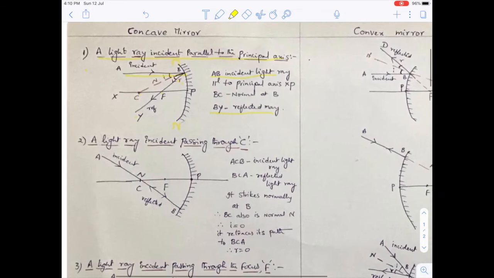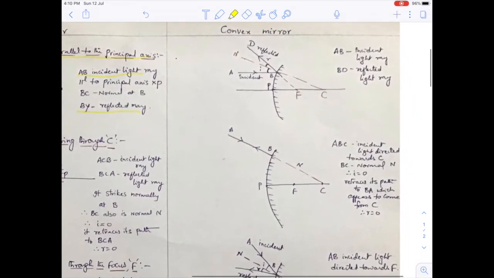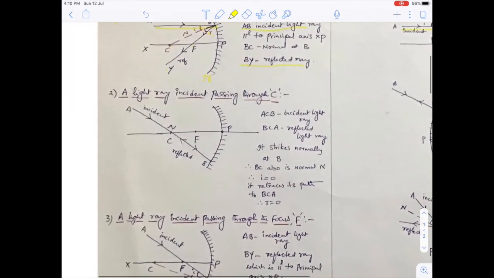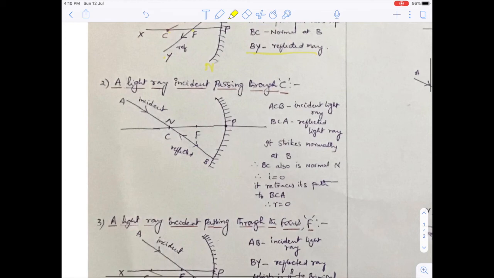Now the same situation let us see in the convex mirror. AB is the incident light and when it is reflected, it appears to come from F. So the line appears to come from F. Therefore, BD is the reflected light, AB is the incident light. Again, the line coming from C will form the normal N. So this is your angle of incidence I, this is your angle of reflection R. That's the first rule.